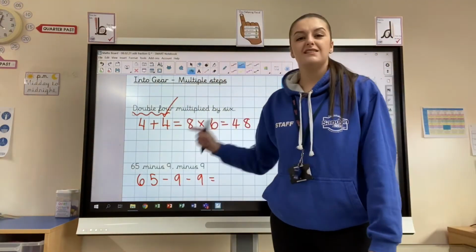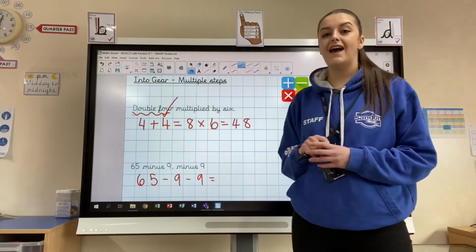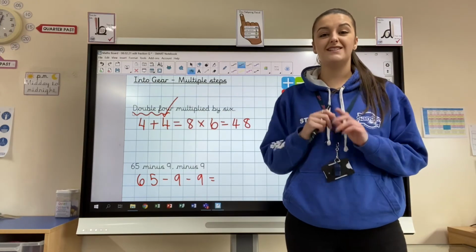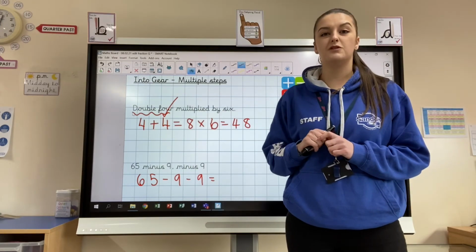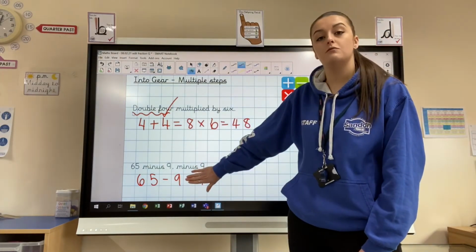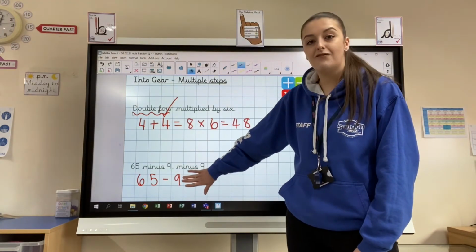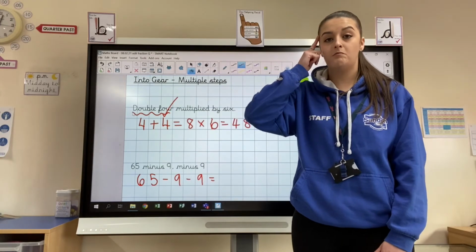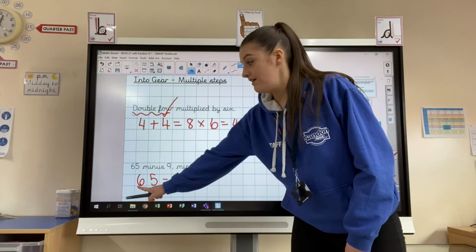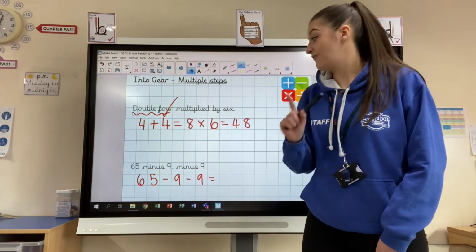Now, I can see that 9 is very close to 10, and we've discussed before that subtracting 10 from a number is really easy, okay? So I'm going to subtract away 10, and then I'm going to add 1 back on because I've taken away 1 too many. I'm going to do it in 2 steps. First of all, I'm just going to do 65 subtract 9. So 65, I'm going to take away 10 instead, remember? So take away 10, well that's 55, but I've taken away 1 too many, so I'm going to add 1 back on, which is 56.